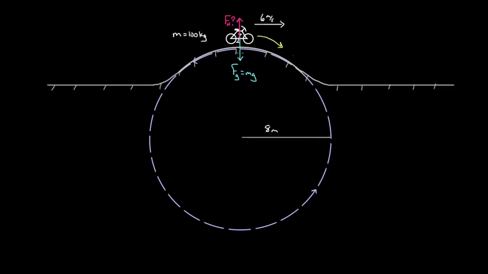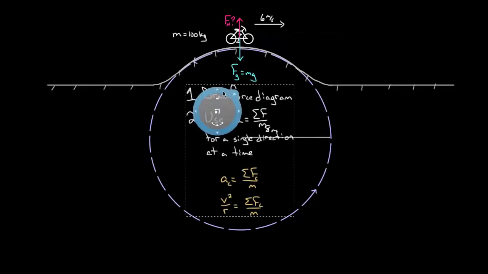So the downward force has got to be bigger. The force of gravity is going to be bigger than the normal force, because if it wasn't, this bike would just hover off into space. So how do you solve this problem? We use the same strategy we used before.